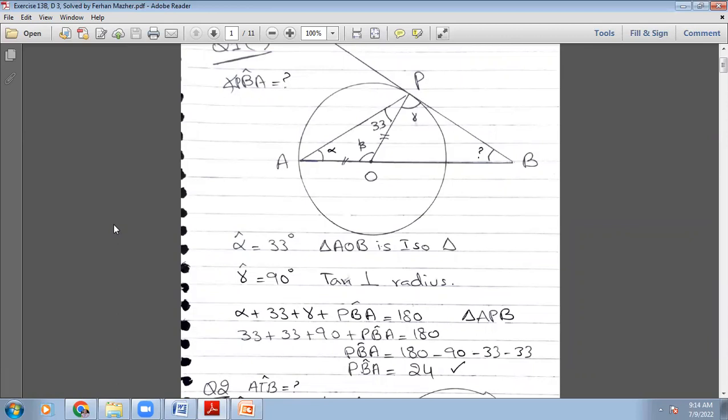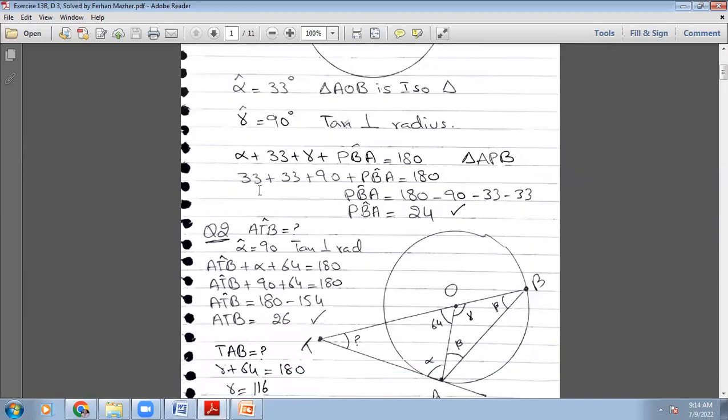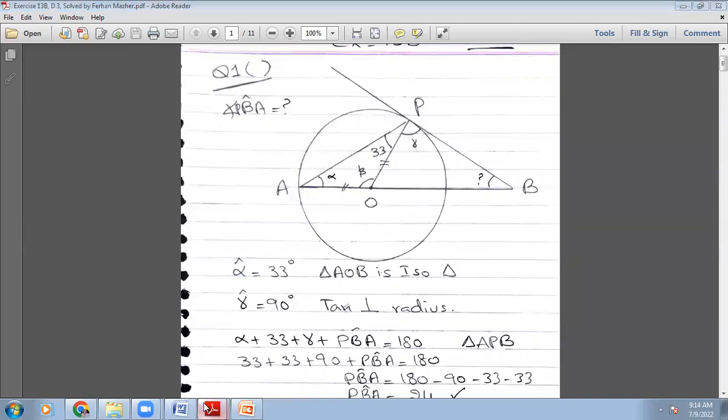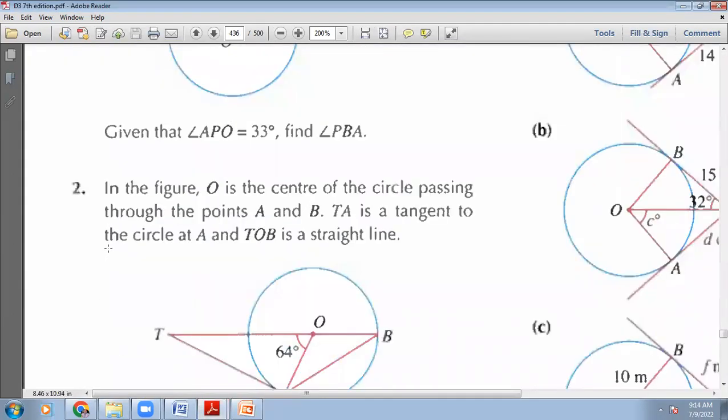Let me reduce the size so you can see the whole question together. I hope you can see question number 1. You see this full triangle APB, and I know this angle 33 plus 90 and this angle. So these are 33, 33, 90, and this angle. They are the vertices of this triangle APB, so you can find the angle ABP. This is how you will do this question. Okay, the next question.